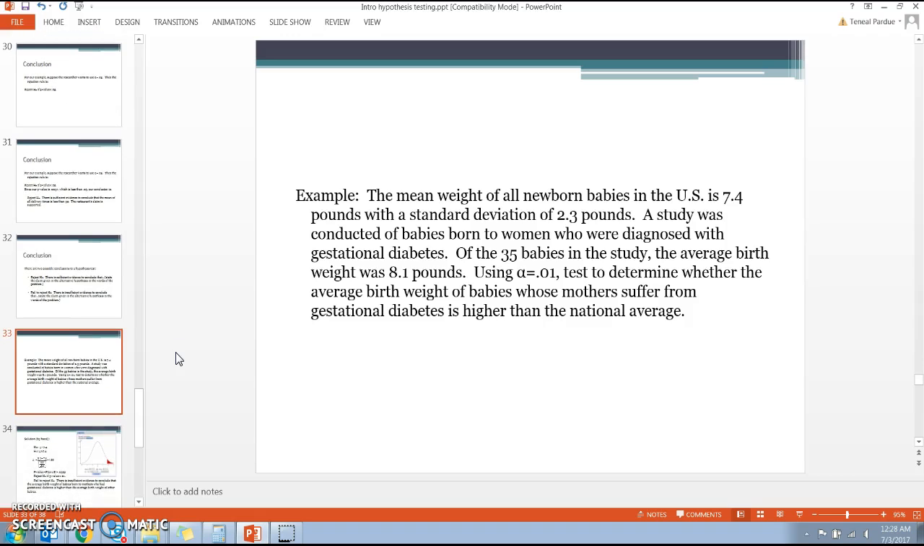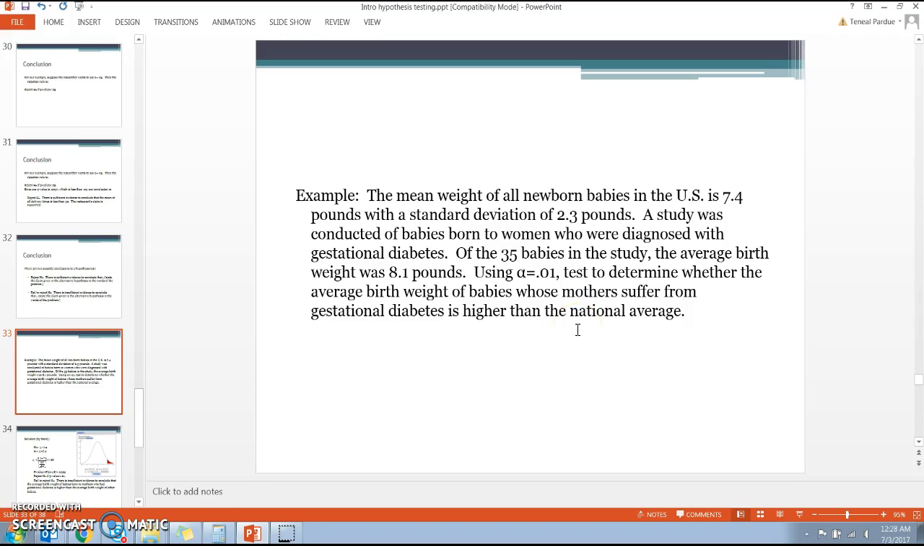So let's do a second example. The first example we did, the alternative hypothesis was less than. We're going to do one where it's greater than. So in this case, the mean weight of all newborn babies is 7.4 with a standard deviation of 2.3. Notice that this 2.3 is from the population, so that's sigma.